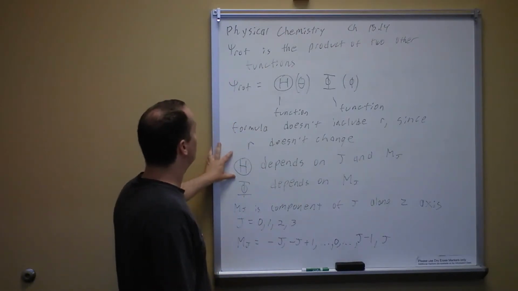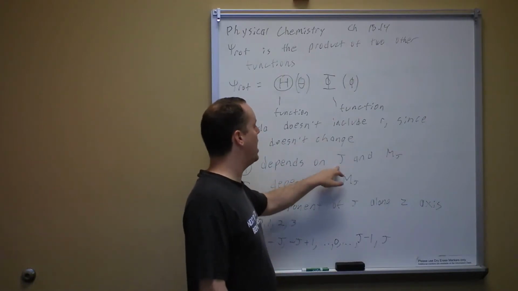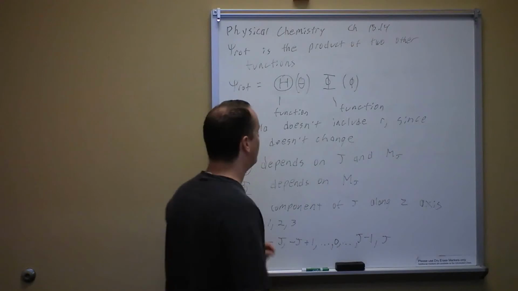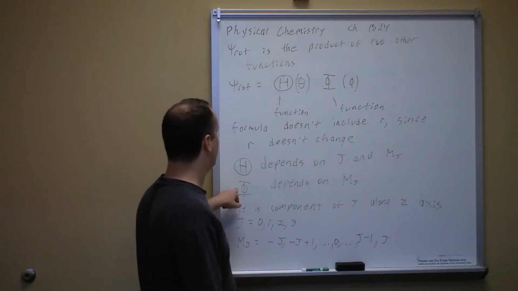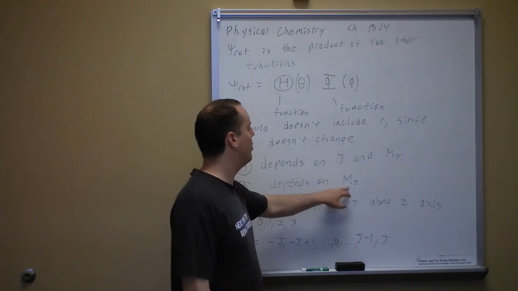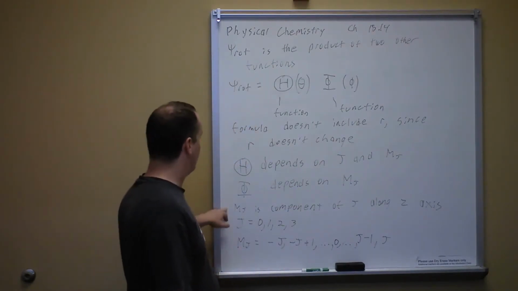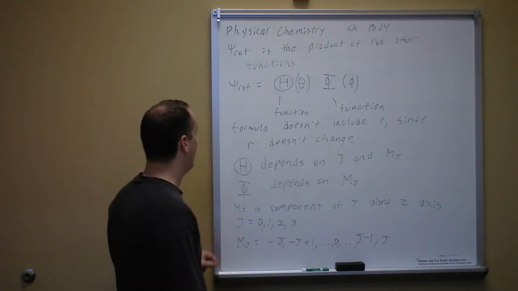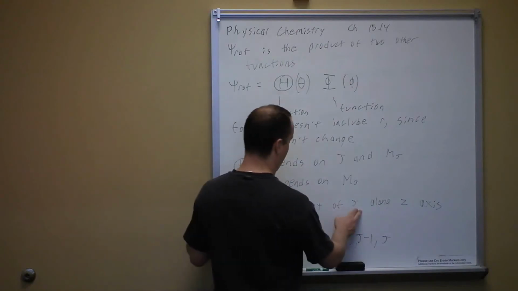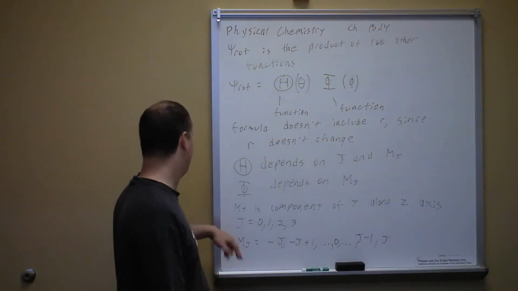Now, this capital theta function depends on two quantum numbers. J, which we already talked about, the rotational quantum number, and then mj, which I'll get to in a bit. And then this other function, capital phi, depends only on this other quantum number we're about to talk about, mj. So, we talked about j already, and I showed you how to convert to polar coordinates. mj is the component of j along the z-axis.